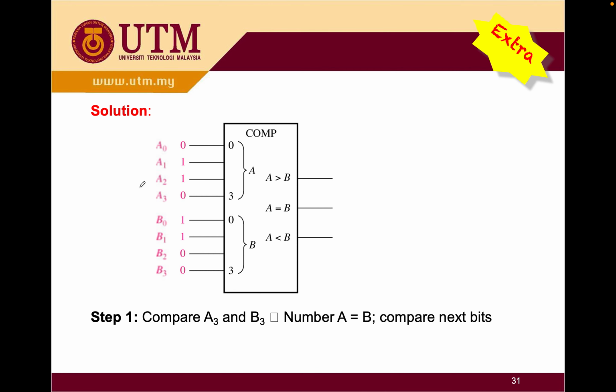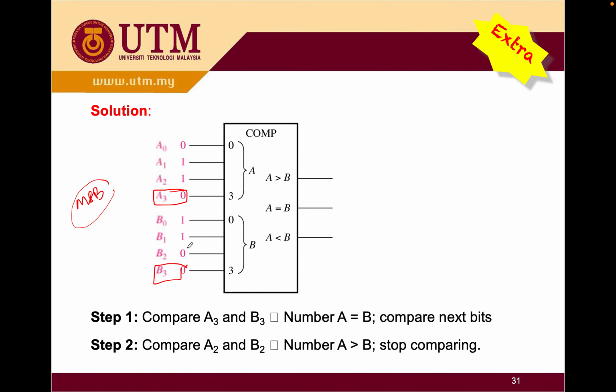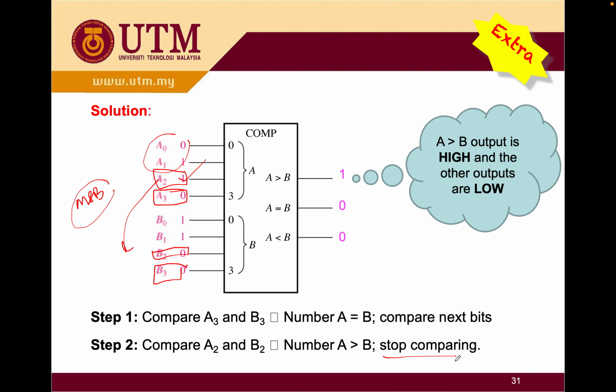So the solution, you're going to compare first. First thing, you compare the first digits of the MSB. You can see, okay, it is equal. So you go for the next. You can see B2 is 0, B1 is 1, which is much higher. So no need for you to compare the rest because you know already, okay, this one is much higher than your B. Stop comparing. Then you will get 1 0 0.